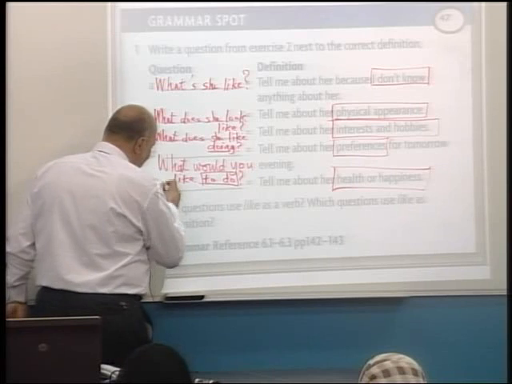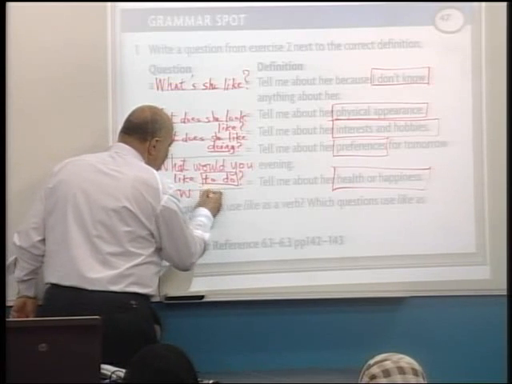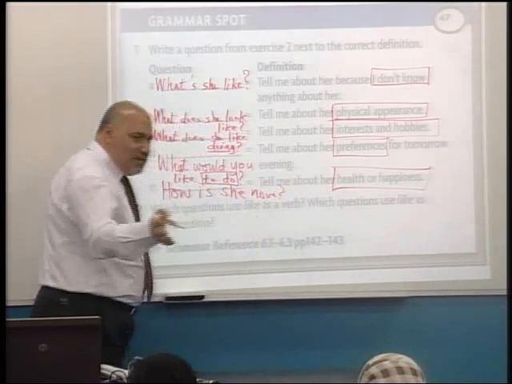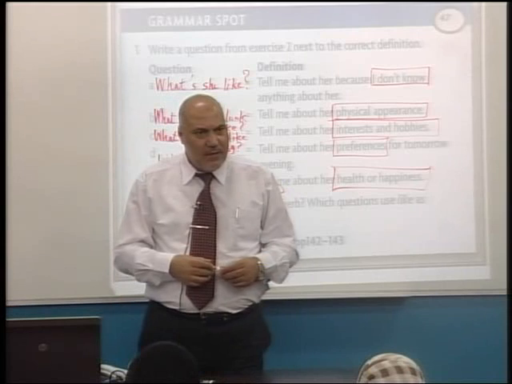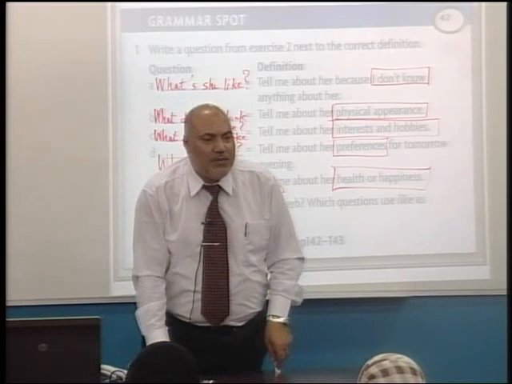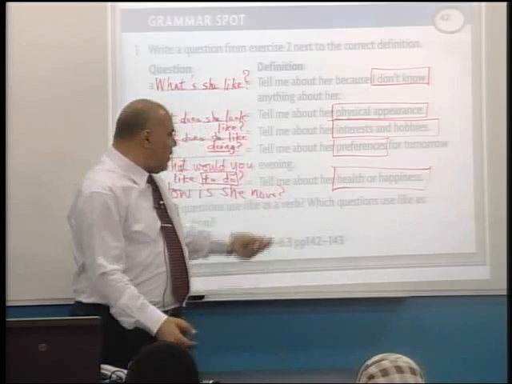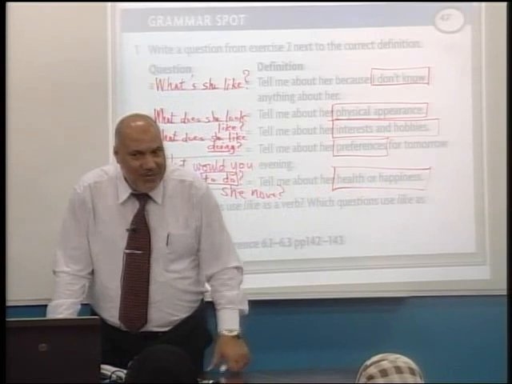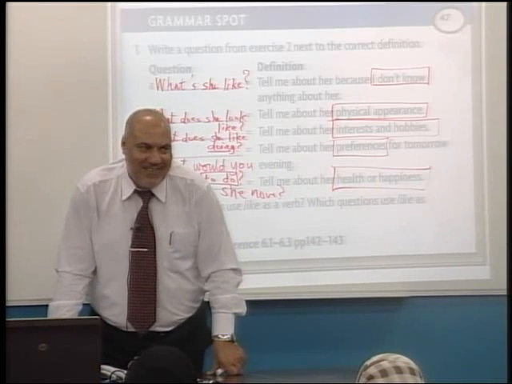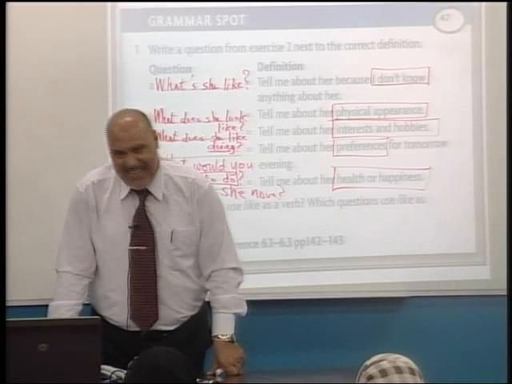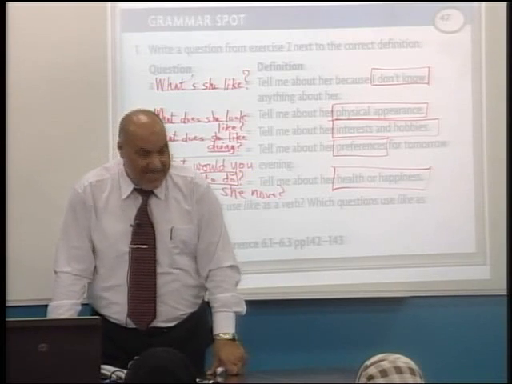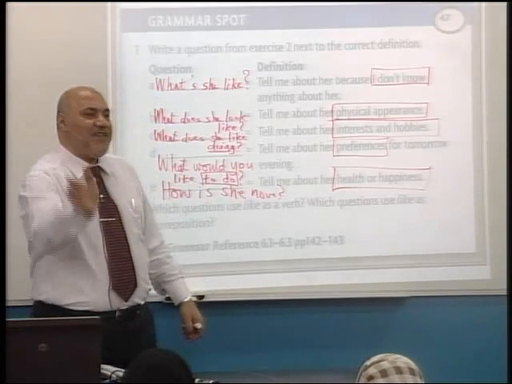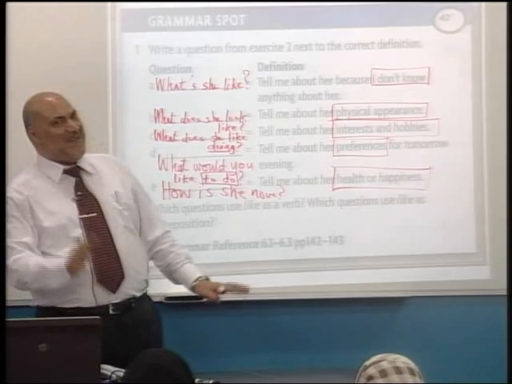So here, how is she now? How are you now? Yesterday you were ill. So I'm asking about your health. Yesterday you were sad. How are you now? I'm happy. Today I'm happy. At the beginning I was angry, I was sad, I was anxious. But now I'm happy. This is your mark, 30 out of 30. How are you now? I'm happy.